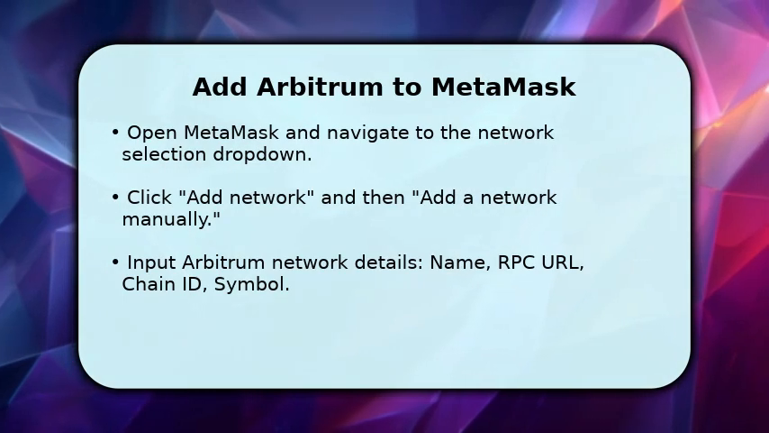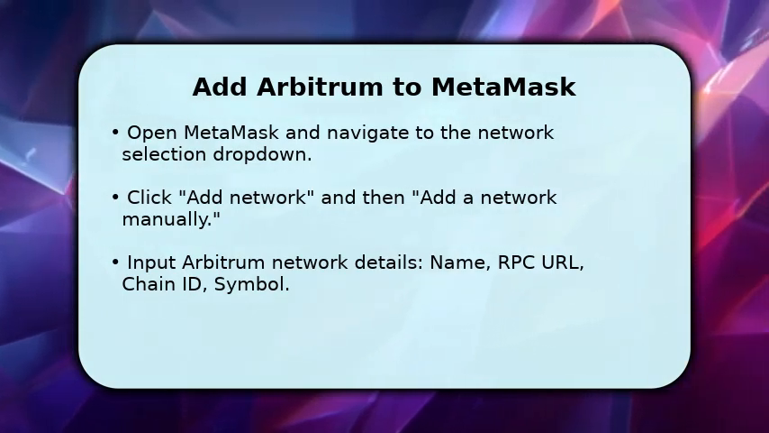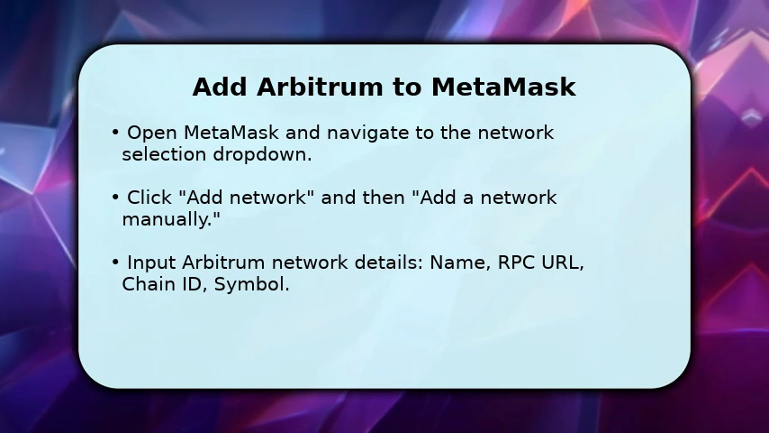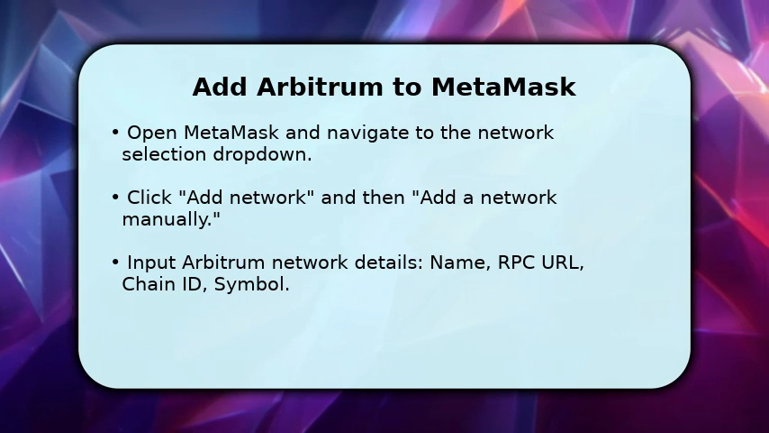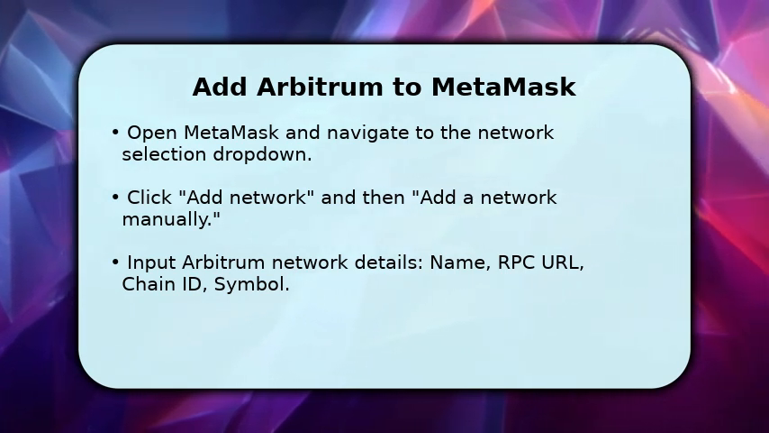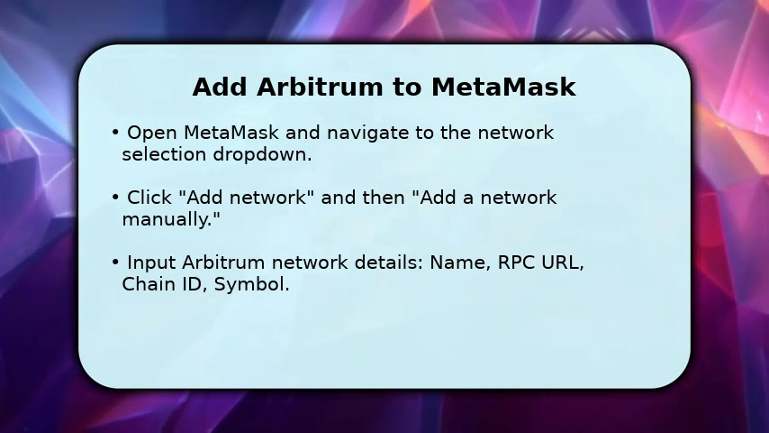To add the Arbitrum network, open your MetaMask wallet and click on the network drop-down at the top. Select Add Network, then choose Add a Network manually. You'll need to input specific details: the network name, a new RPC URL, the chain ID, and the currency symbol.